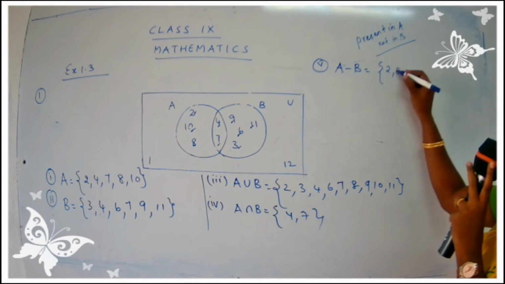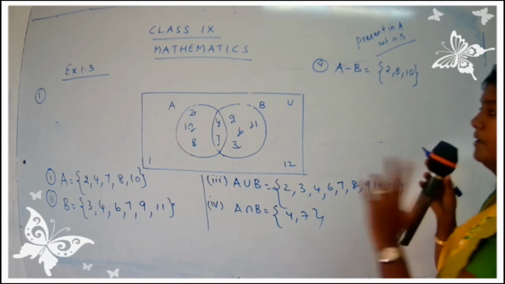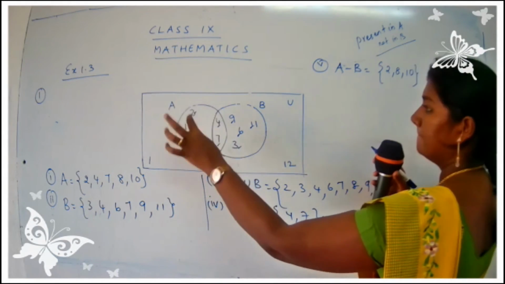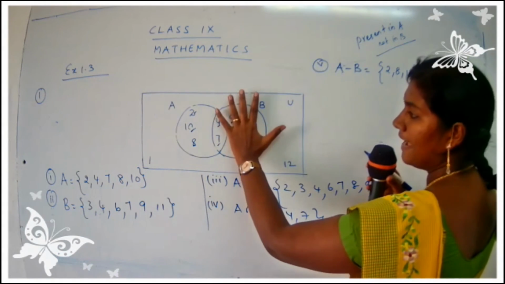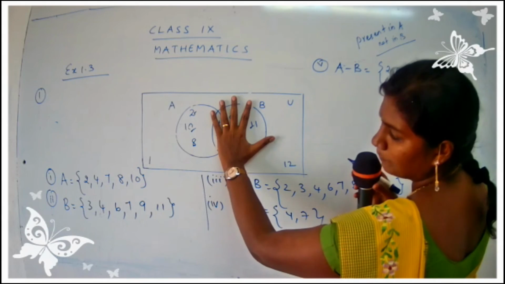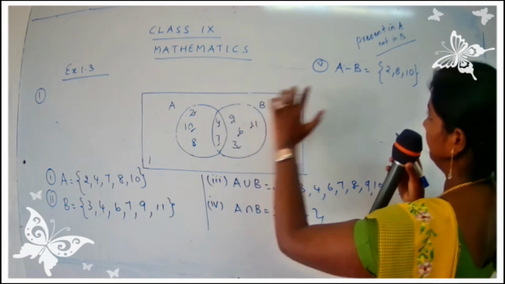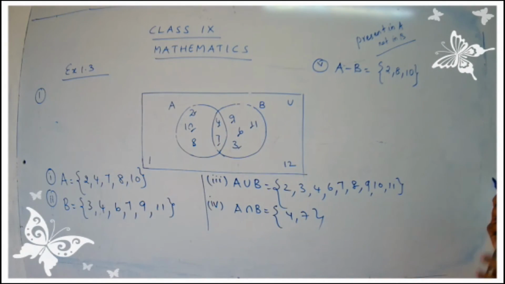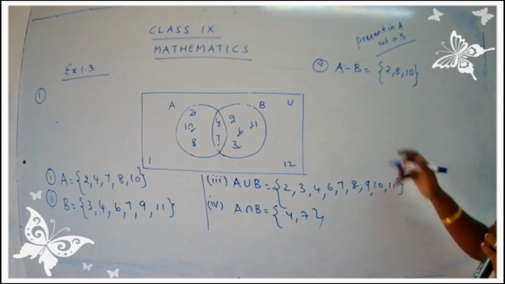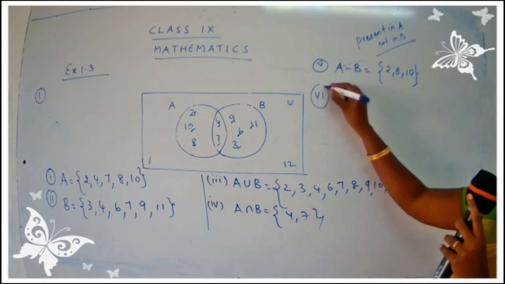So this is the answer: 2, 8, 10. Remember, A minus B. So when you keep a hand over B, what is left here? 2, 8, 10. So this is the answer. Clear, children? Okay. Question number 6.